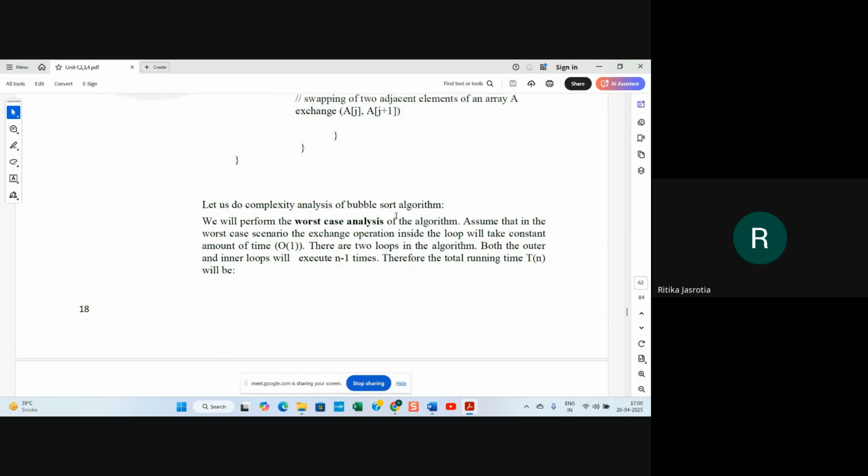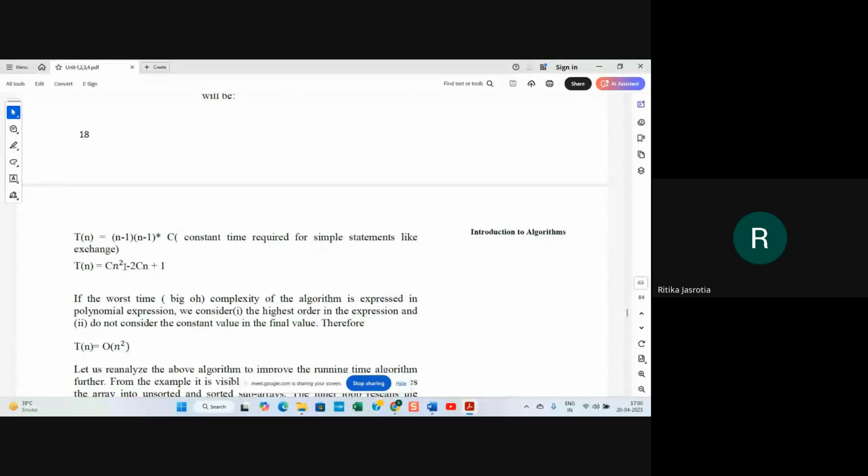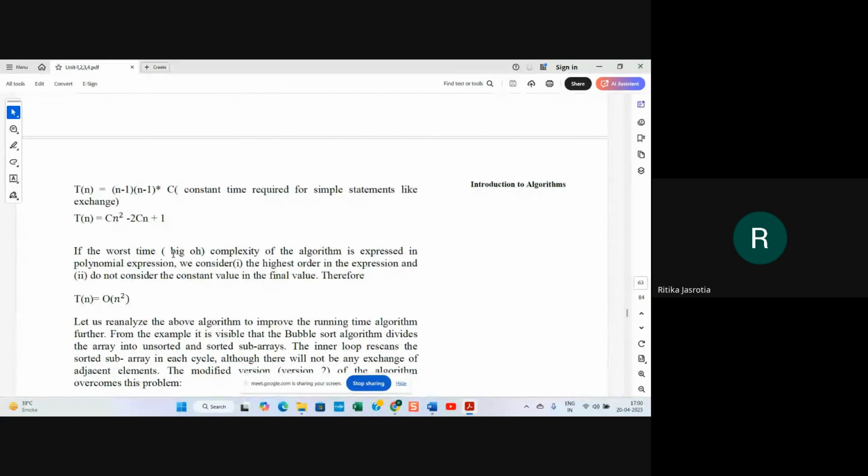So we will perform the worst case analysis of the algorithm. Assume that in the worst case scenario, the exchange operation inside the loop will take a constant amount of time, O(1). There are two loops in the algorithm. Both the outer and inner loop will execute n minus 1 times. Therefore, the total running time T(n) is equal to (n minus 1) into C, the constant time required for a simple statement like exchange. So T(n) will be Cn square minus 2Cn plus C. So they have multiplied this C with the n minus 1.